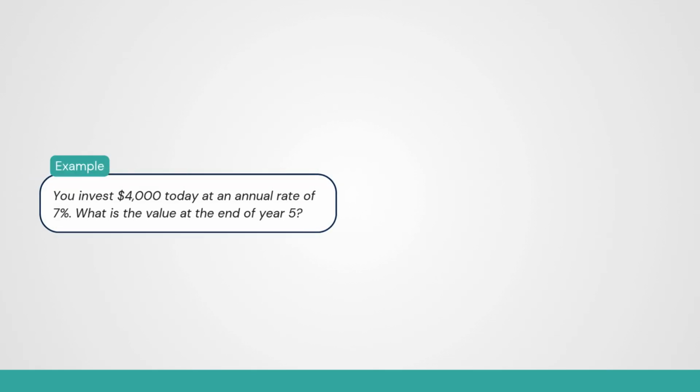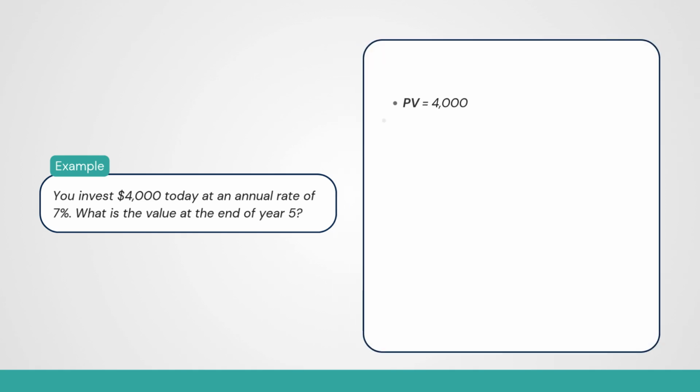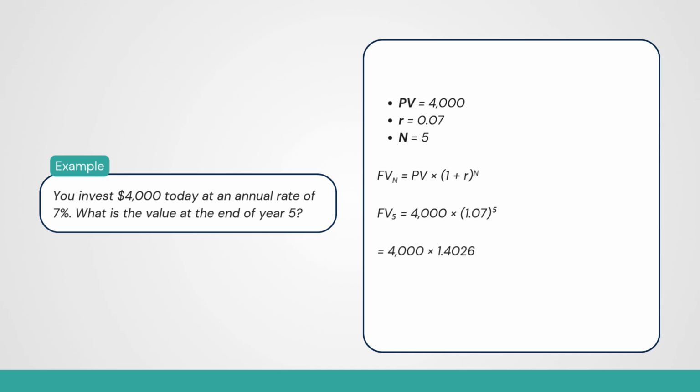Let's apply it. You invest $4,000 today at an annual rate of 7%, and you want its value at the end of year 5. Plug in. Present value, 4,000. R, 0.07. N equals 5. Raise 1.07 to the 5th power. That's about 1.4026, our future value factor, and multiply by 4,000. The answer is $5,610.20. Notice how the factor does all the work. Once you have it, it's a single multiplication.